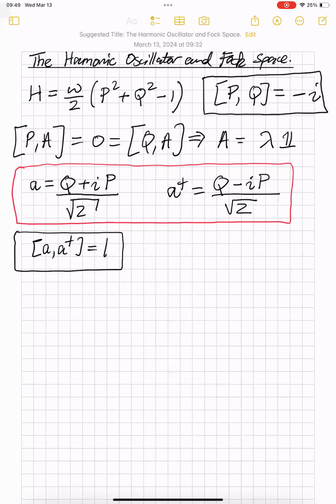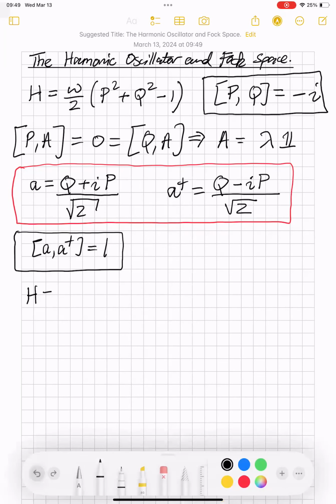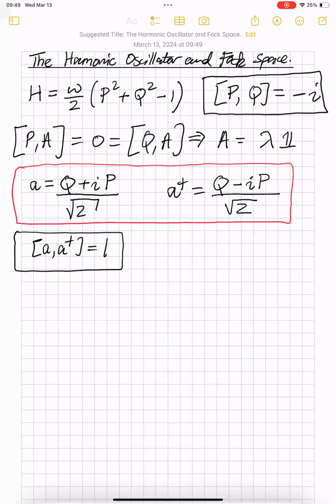Okay, so we are almost ready to start solving the energy eigenproblem of this Hamiltonian. Before we do that, I just want one more result. So I want to re-express our Hamiltonian. Let me take omega times a dagger a, and let's see what this is equal to. I just want to multiply it out.